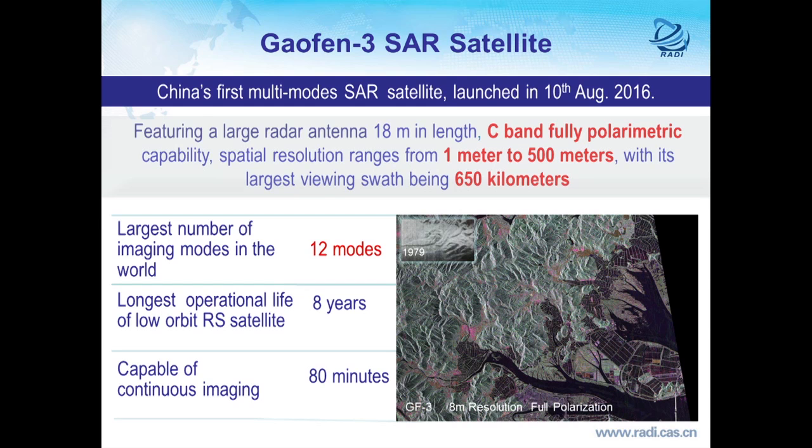Gaofen 3 is a specific satellite, a synthetic aperture radar satellite. You can see that C-band is just one band. You can see another one, resolution from 1 meter to 500 meters. But the most important one here is the 12 modes. What does 12 modes mean? Right now, we can say in the world it is number 1, the largest number of modes. According to your purpose of use, you can select different kinds of modes.